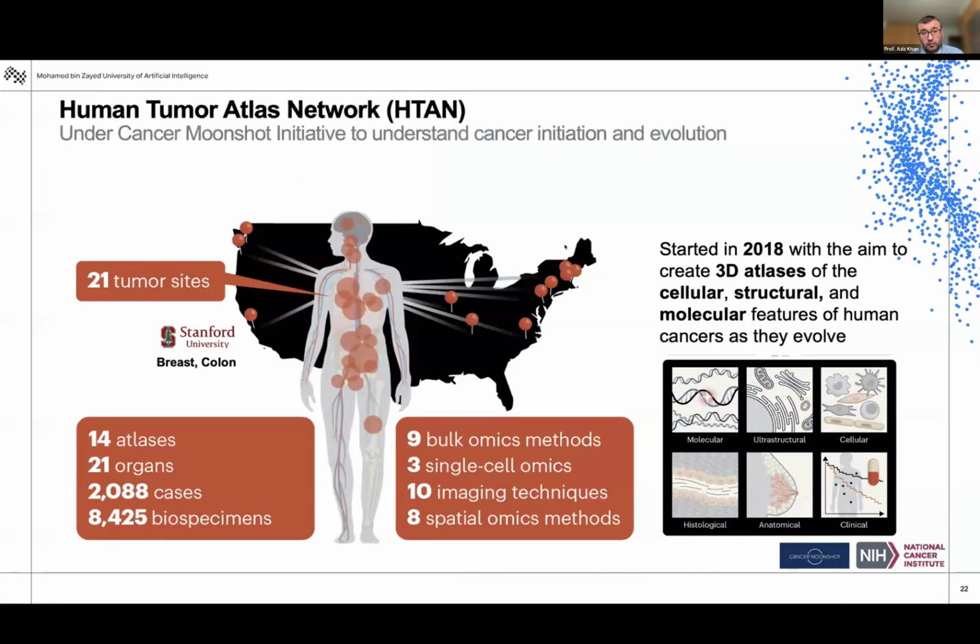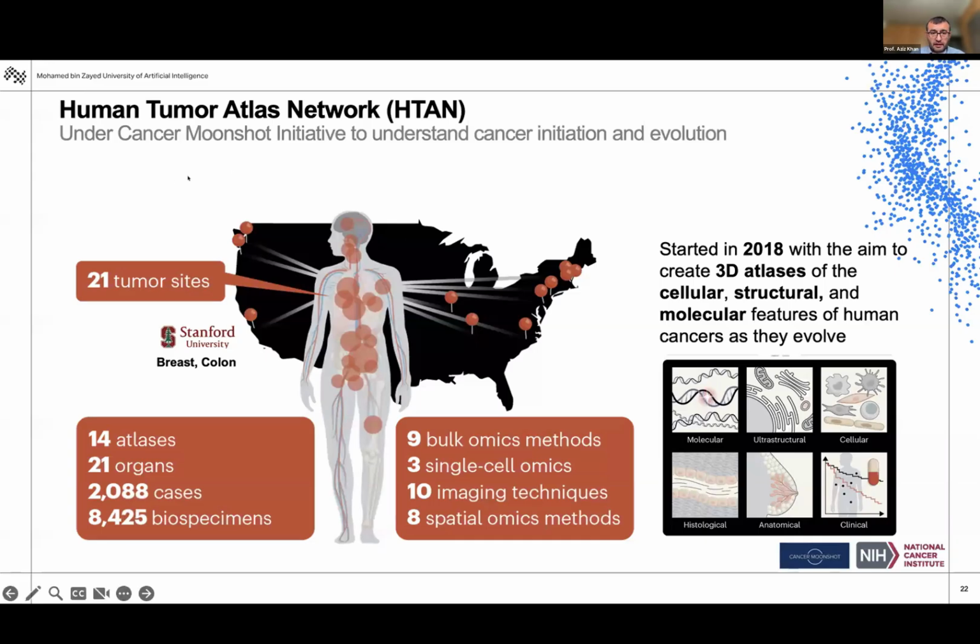So we were part of the Human Tumor Atlas Network, which is called HTAN. This is a Cancer Moonshot Initiative to understand cancer initiation and evolution. It started in 2018 with the aim to create these 3D atlases at the cellular, structural, and also molecular level.